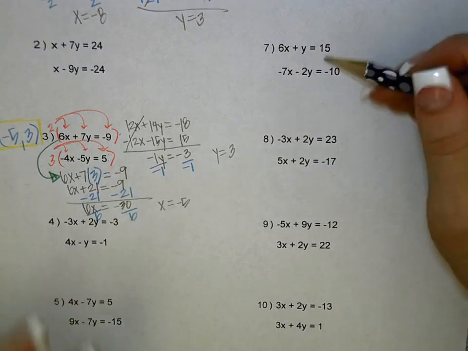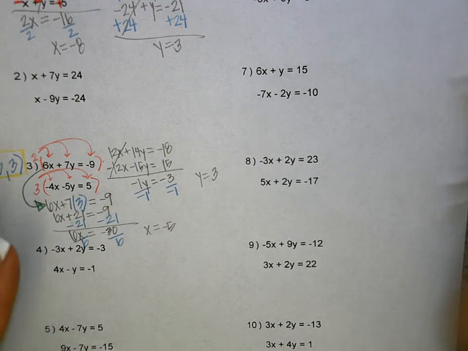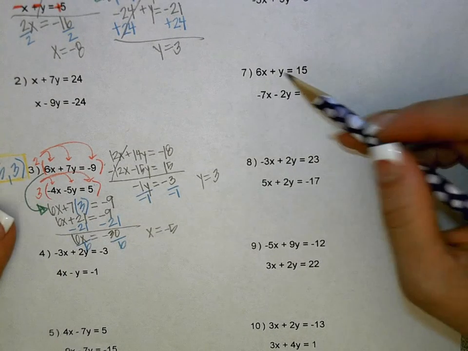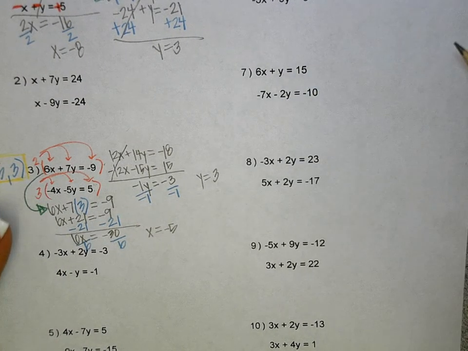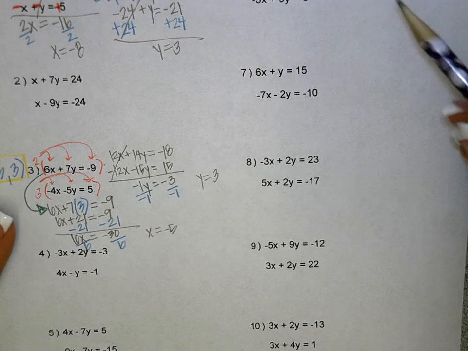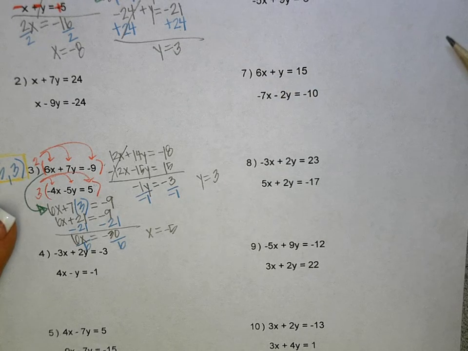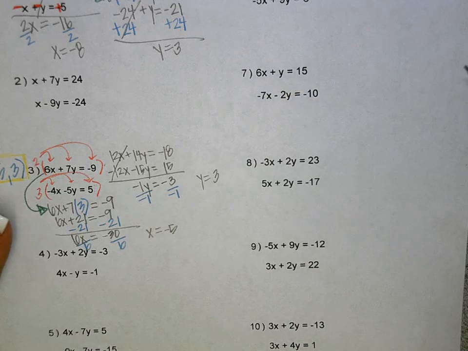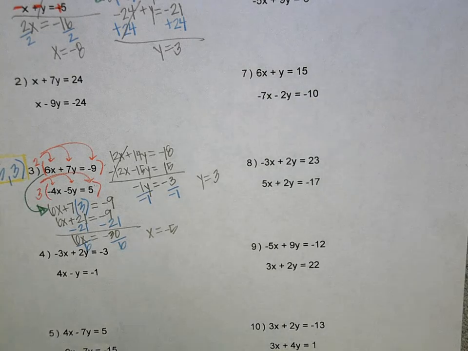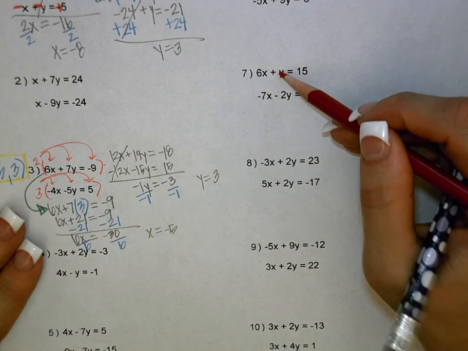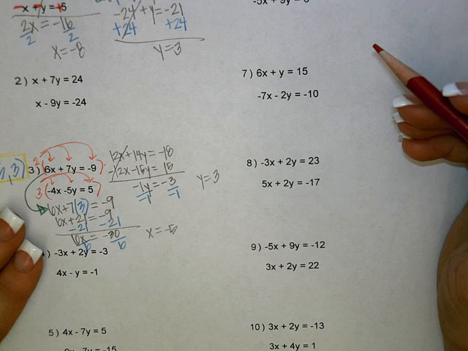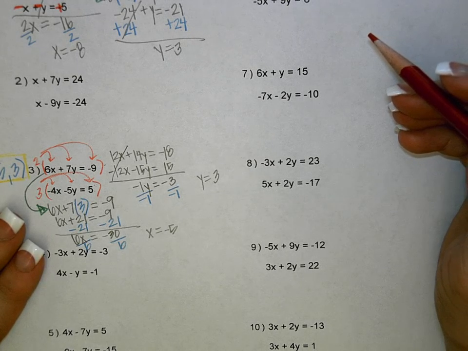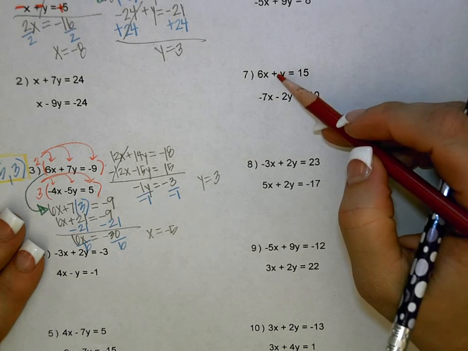So if you look at these, look at your coefficients. A 6 and a negative 7, those are kind of big. A 1 and a negative 2. Which ones do you think would be easiest to eliminate, the x's or the y's? The y's, okay? Because 6 and negative 7, you're going to have to multiply by something pretty big to get them to cancel. 1 and negative 2, what can you multiply by to get them to cancel?